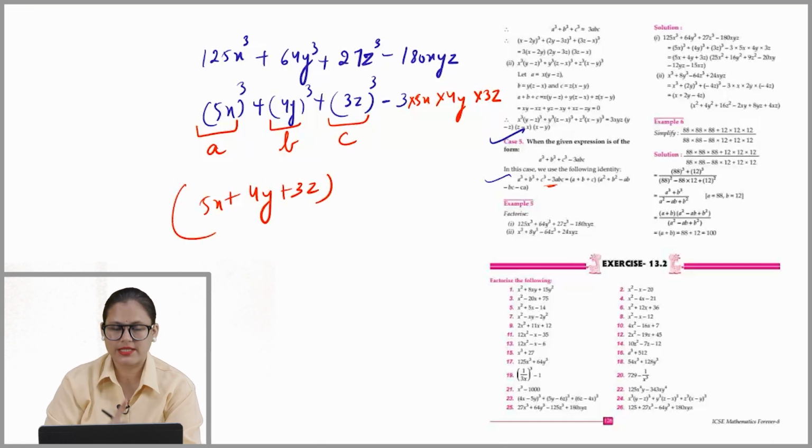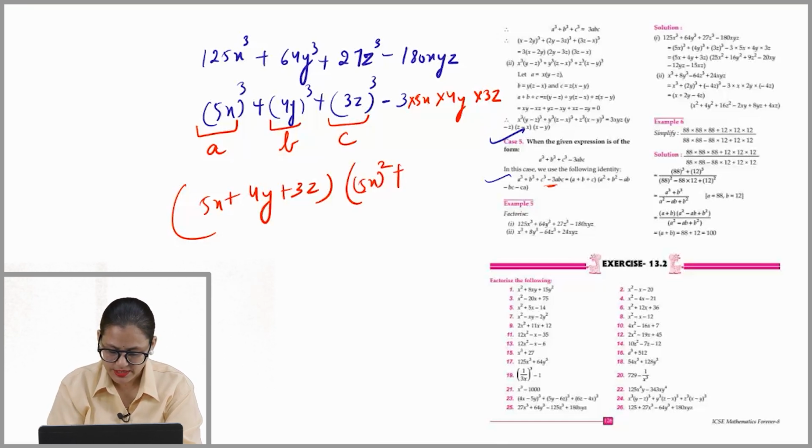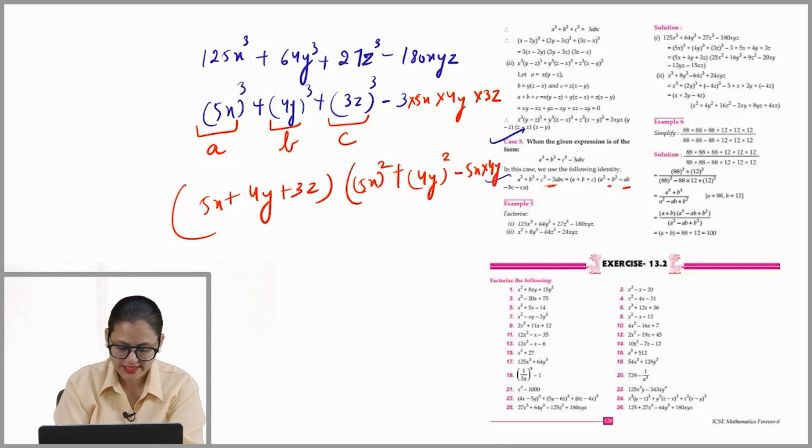Okay, a plus b plus c times a square plus b square plus c square. A square is 5x square, plus b square is 4y square, minus ab, 5x into 4y. Next, minus bc, b is 4y into 3z, minus ca, 3z into 5x.